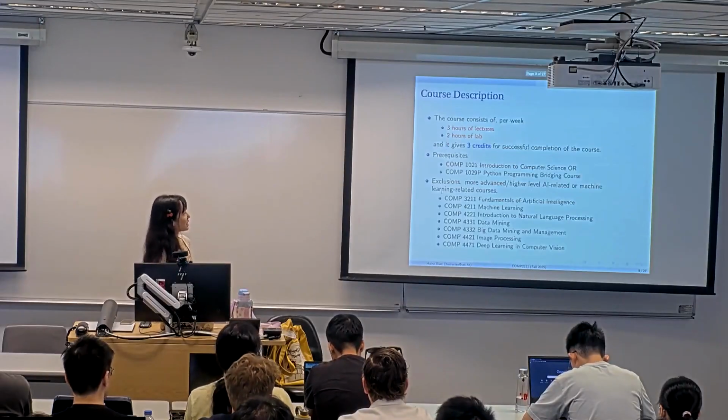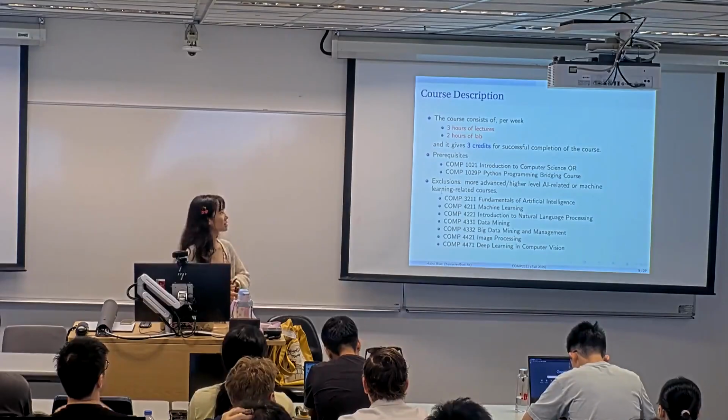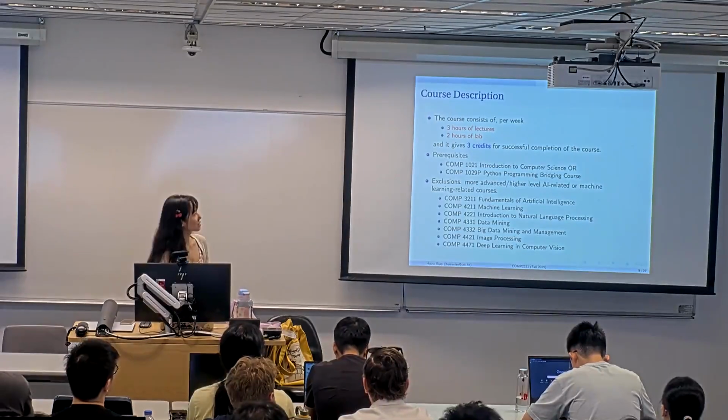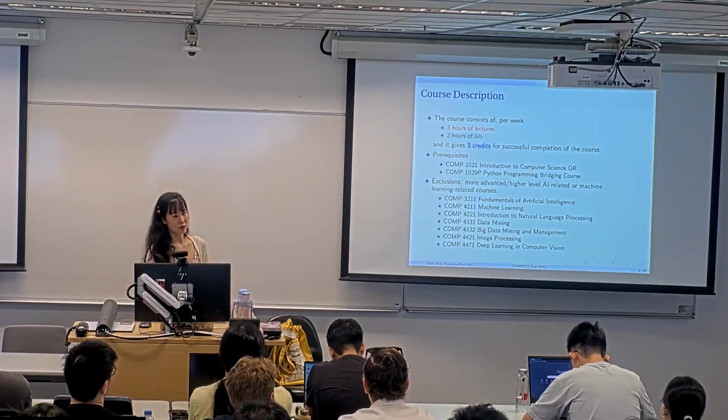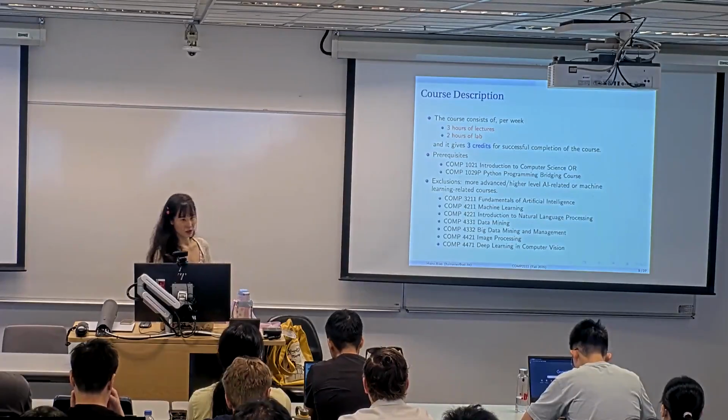All right, then for our course, per week, we have 3 hours of lectures because we have 2 classes every week, and 2 hours of lab. Among these 2 hours of lab, only 1 hour is teaching. And it gives 3 credits for successful completion of the course.